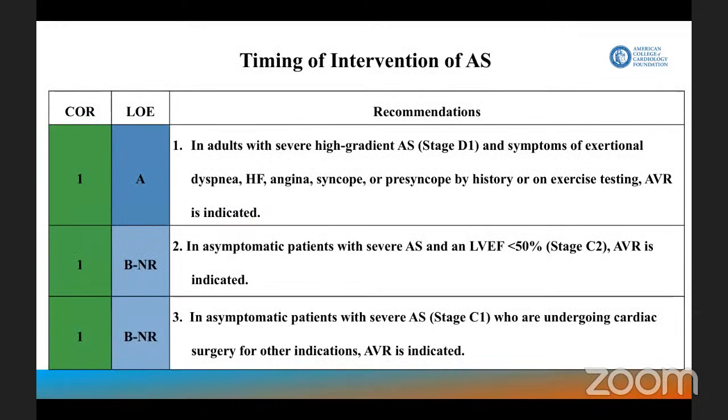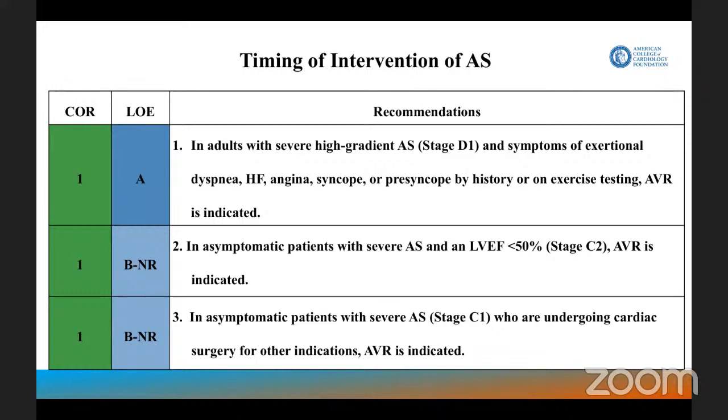So moving to the guidelines in terms of indications for aortic valve replacement. For symptomatic severe high gradient aortic stenosis, the stage D1, and symptoms of exertional dyspnea, heart failure, or angina, or syncope, or previous syncope by history or in exercise testing, AVR is indicated as a class 1.